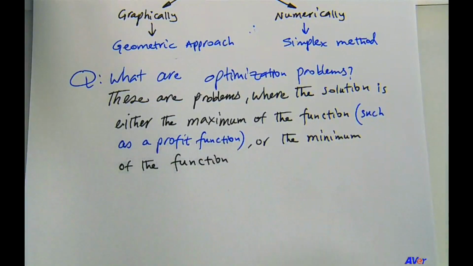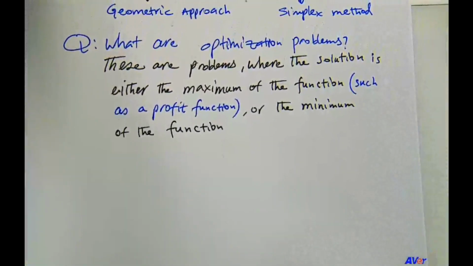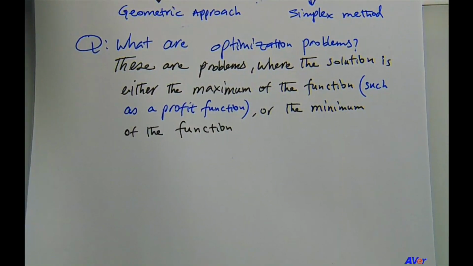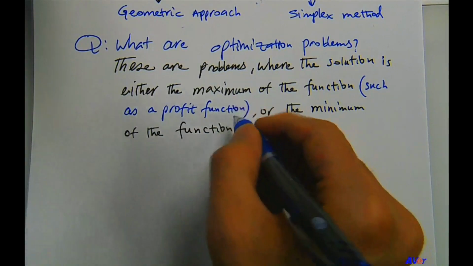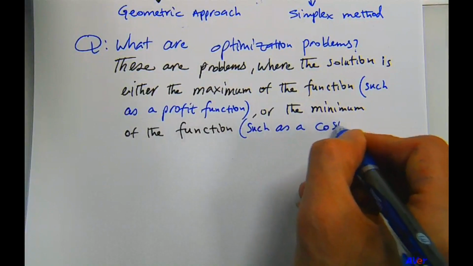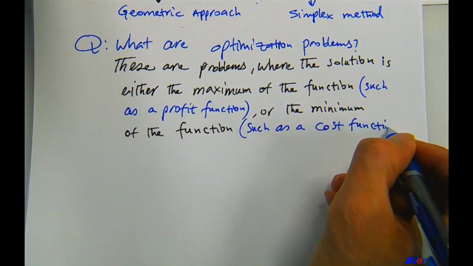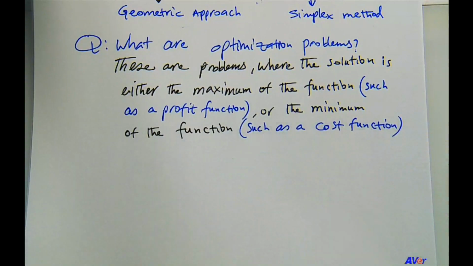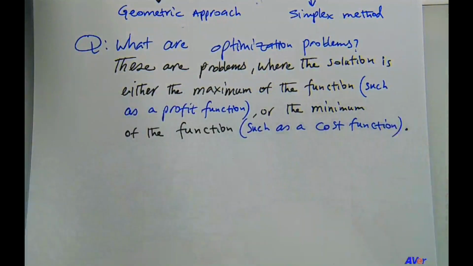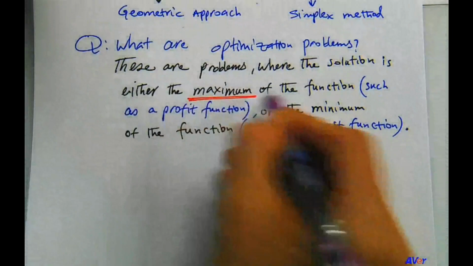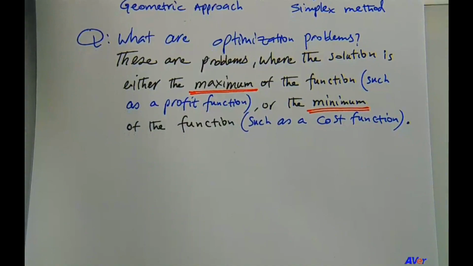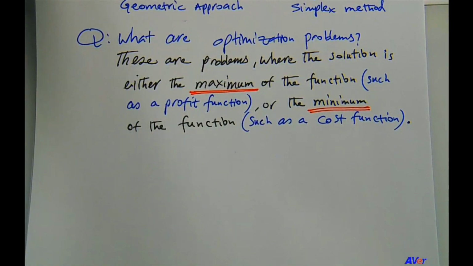So where do we want to minimize a function? Well, if you have a cost function in running the business, you often do, you always do, then you want to minimize that function. So let's write that down, such as a cost function, so it is either this or that. And I want to underline the maximum and minimum, because that's what optimization is all about. You find the maximum and minimum of a function.